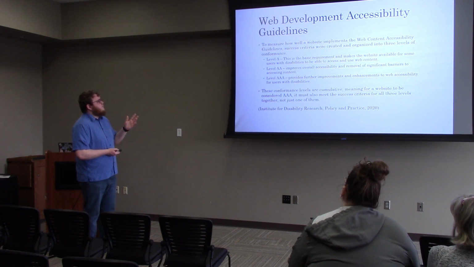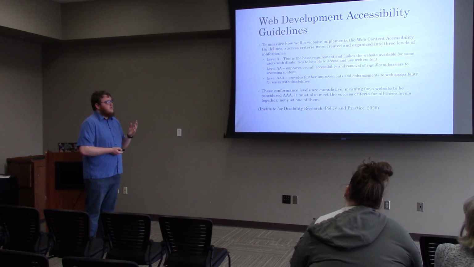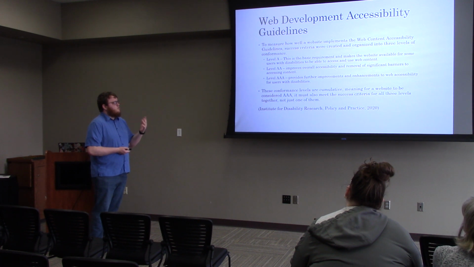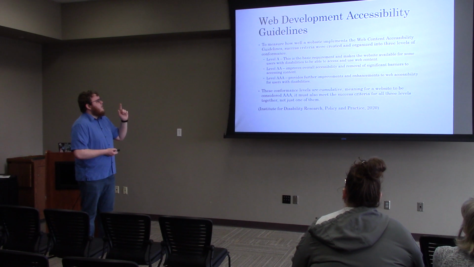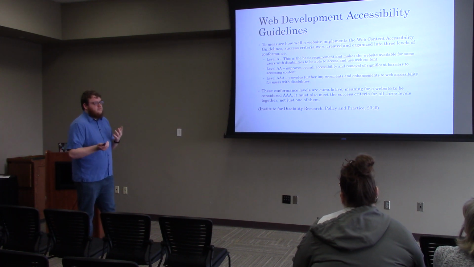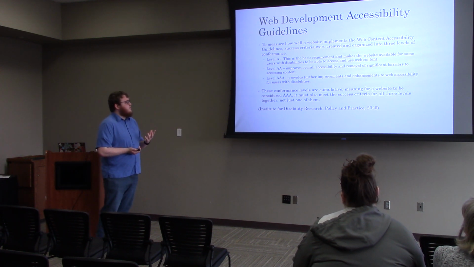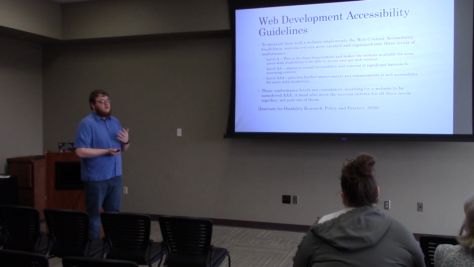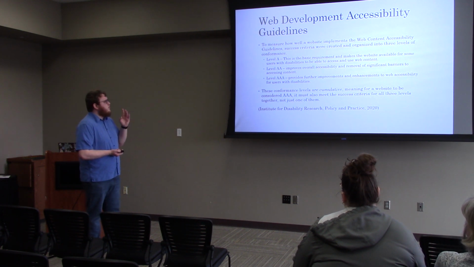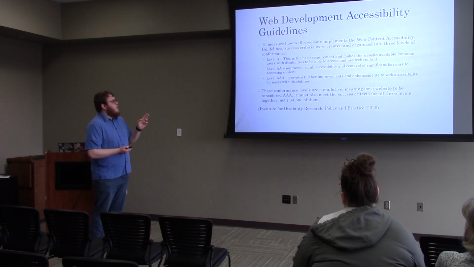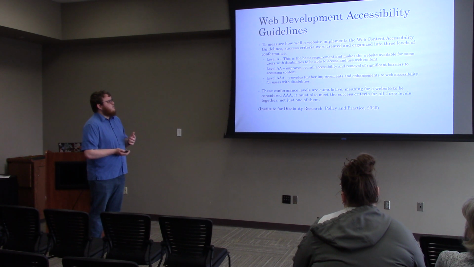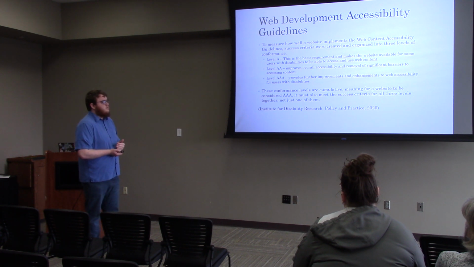To measure how well a website implements the web content accessibility guidelines, success criteria were created and organized into 3 levels of conformance. Level A. This is the basic requirement and makes the websites available for some users with disability to be able to access and use the web content on the site. Level 2A. Improves overall accessibility and removal of significant barriers to accessing content. And level 3A provides further improvements and enhancements to web accessibility for users with disabilities.